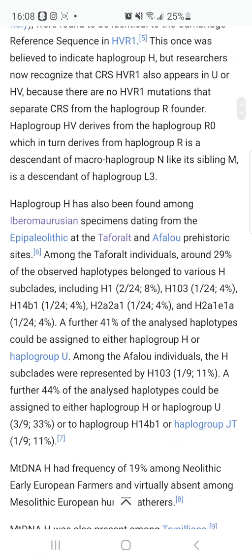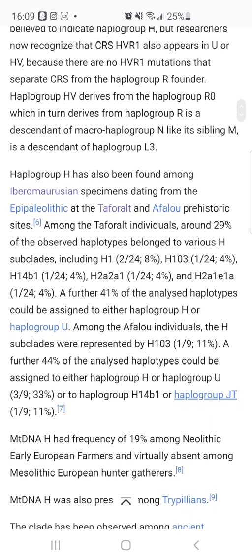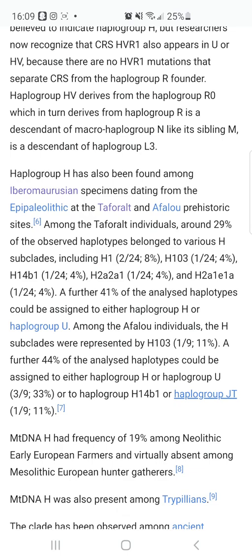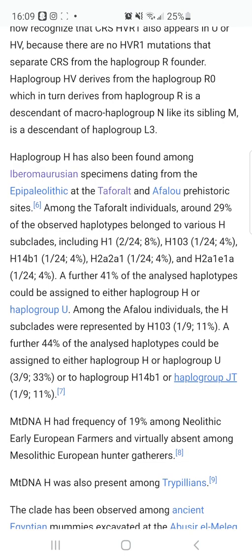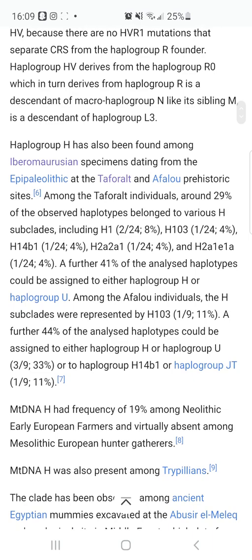Haplogroup H has also been found among Ibero-Mauritian specimens dating from the Epipaleolithic of Taforalt and Afalou. Okay, so sorry for the noise, guys. My kid just woke up real quick, but I want to finish that for you guys to understand what it is.